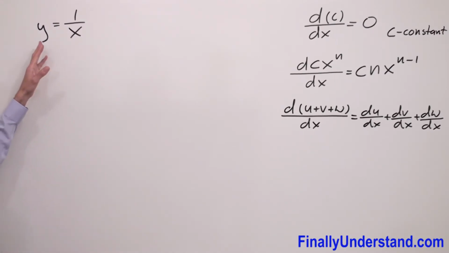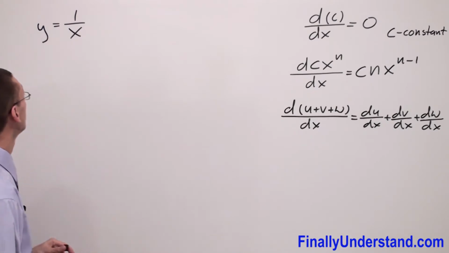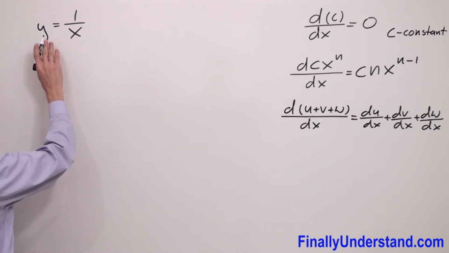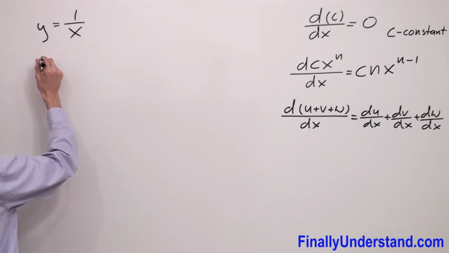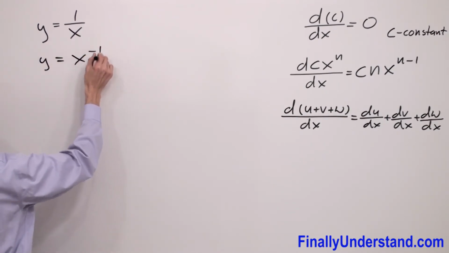Let's take a look at this example. This time we're supposed to find the derivative of the function y equals 1 over x. What are we supposed to do first? Simply rewrite this function in the form of x to the power -1.